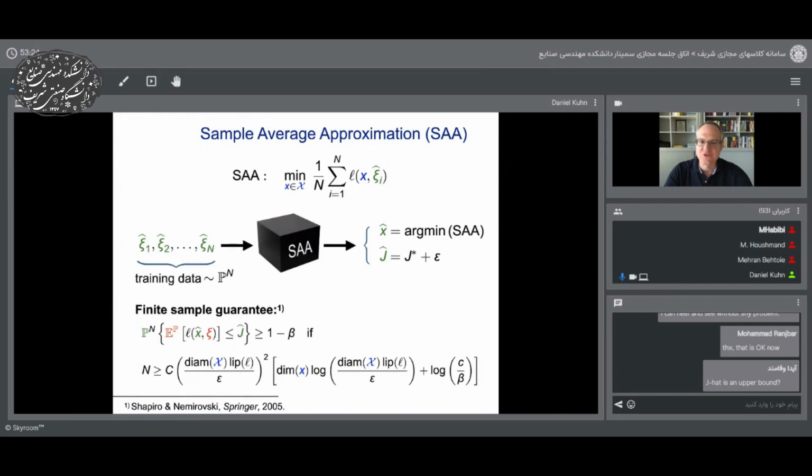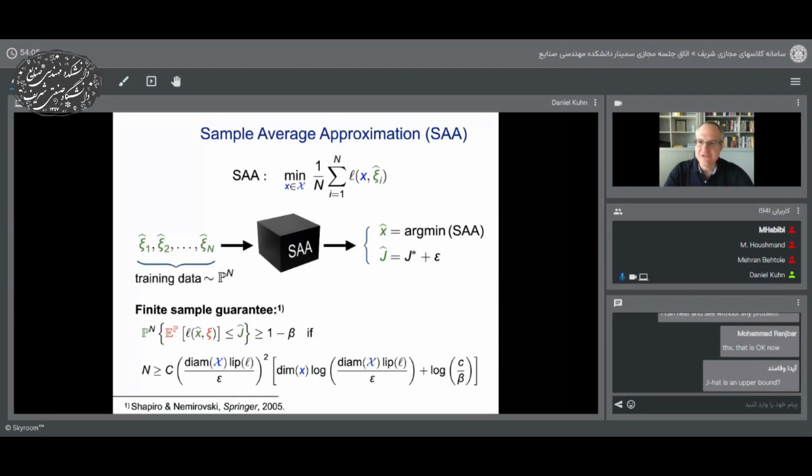In fact, since we do not know the true probability distribution of xi, we cannot minimize the expected loss. But instead of that, what we do here is we minimize the empirical average of the loss with respect to the training samples. And of course, this is a quantity we can evaluate because we do know the training samples. So if I solve this SAA problem, then because the objective function of this problem depends on the training samples, it is clear that its optimal solution, x hat, will also be a function of the training samples.